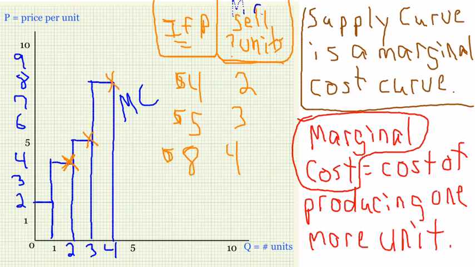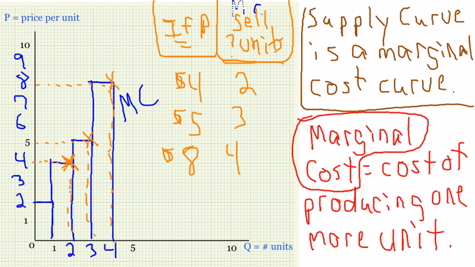Now notice the trend here. What we did in this graph was take the price and set it equal to the marginal cost curve. When the price was 4, the quantity was 2. When the price was 5, 3. When the price was 8, 4. So that marginal cost curve basically tells us how much we'll produce and sell at any given price.